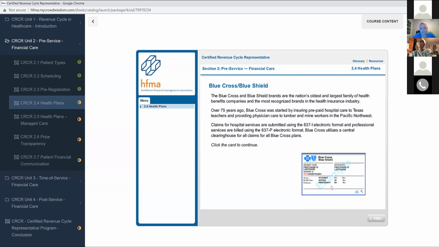So the next one that it talks about is Blue Cross Blue Shield. Again, that's the nation's oldest, largest family of health benefit companies. I have seen that question where it will ask who is the oldest and largest company. So as far as I'm concerned, we could blame Blue Cross and Blue Shield for the state of the healthcare industry.